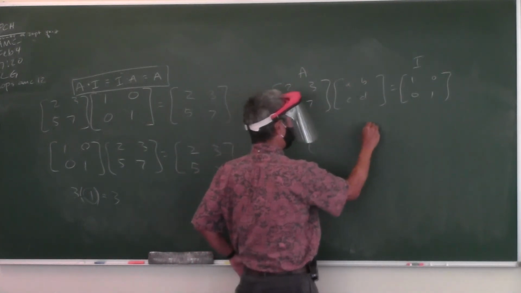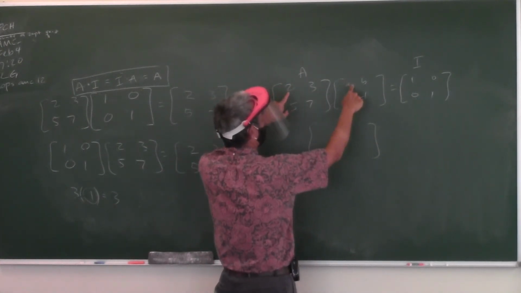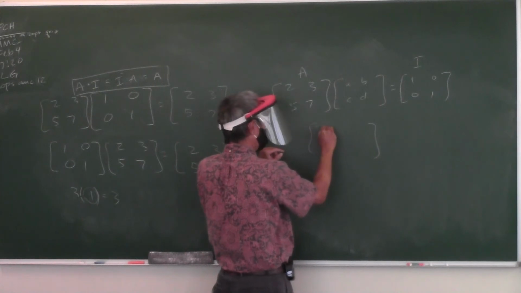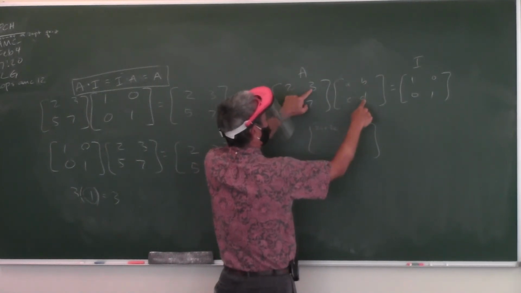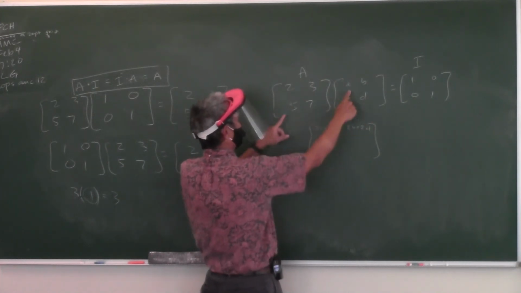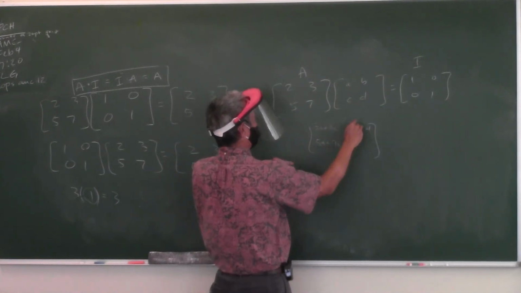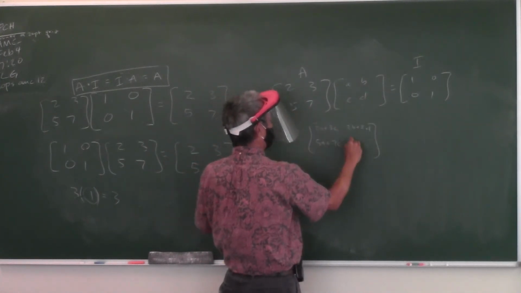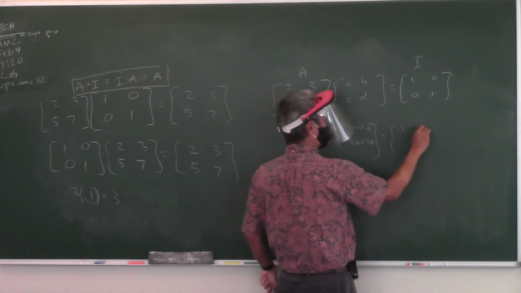So how do I multiply matrices? Go across and come down. So 2A plus 3C. Go across and come down. 2B plus 3D. Keep on going. 5A plus 7C. 5B plus 7D. And that has to equal 1, 0, 0, 1.